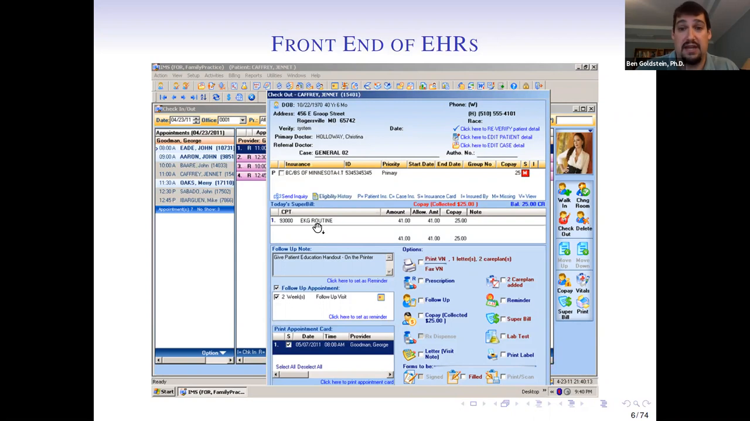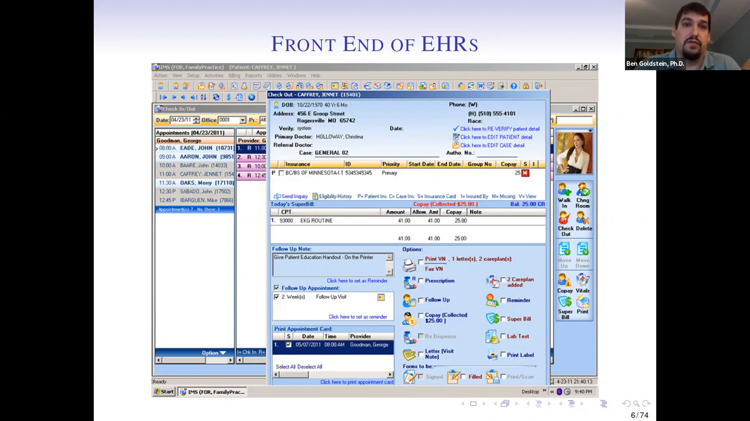This patient has ordered an EKG. Here's some information on billing. You can click on tabs to look at prescriptions. You can click on tabs to look at what kind of lab information. But the entire notion of an EHR is, I would argue, that there are two big goals of an EHR.